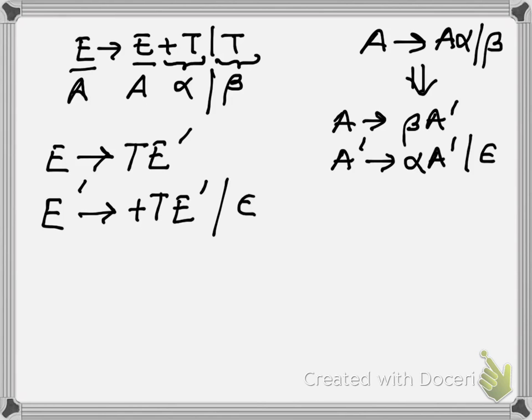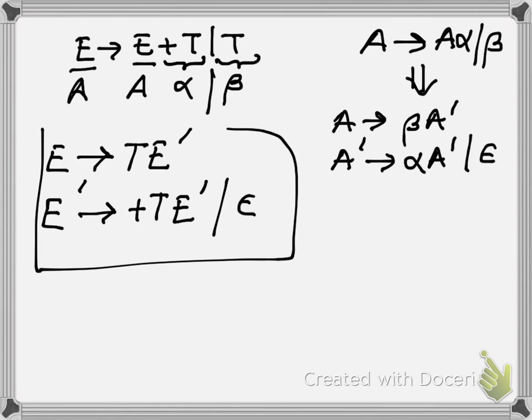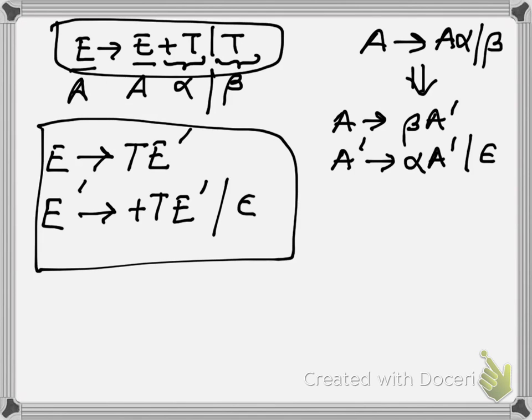So in this way we have removed the left recursion from this production. Now our grammar is ready for constructing a parser. Now we'll see in the next video something more about left recursion.